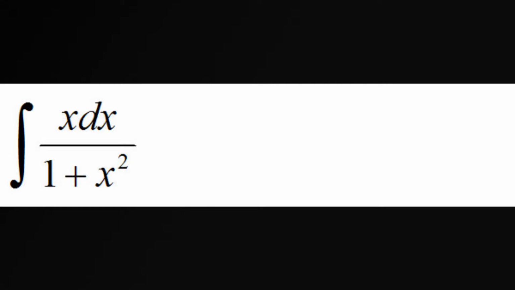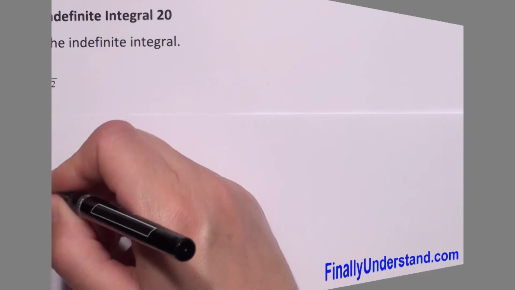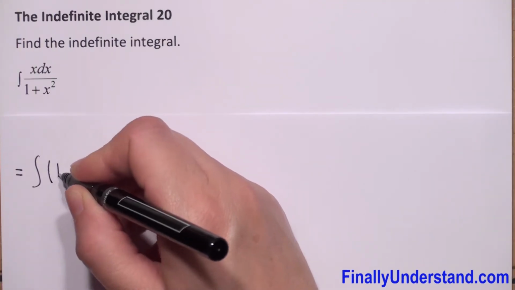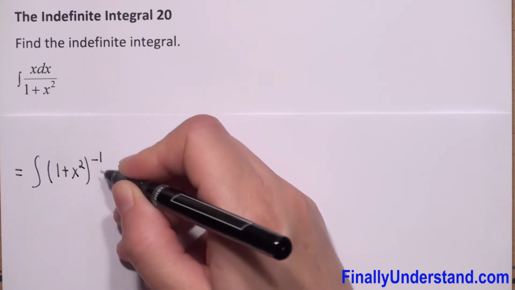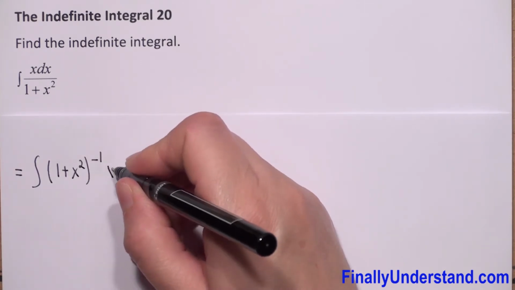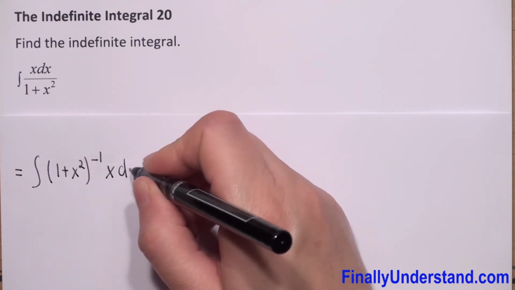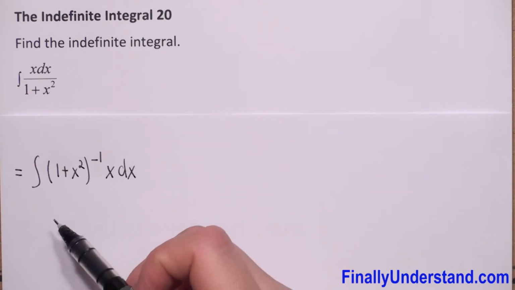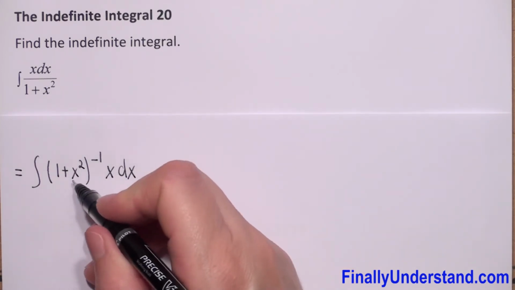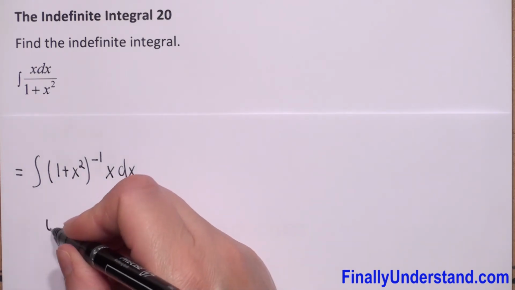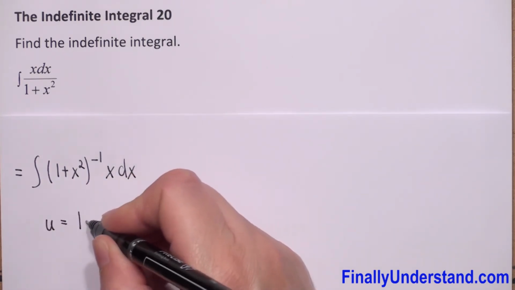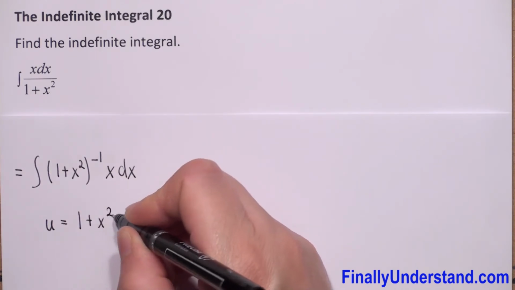First, I will eliminate the fraction. So we have the integral of (1 plus x squared) to the power negative 1 times x with respect to x. Next, let's put 1 plus x squared equals u. So u is equal to 1 plus x squared.